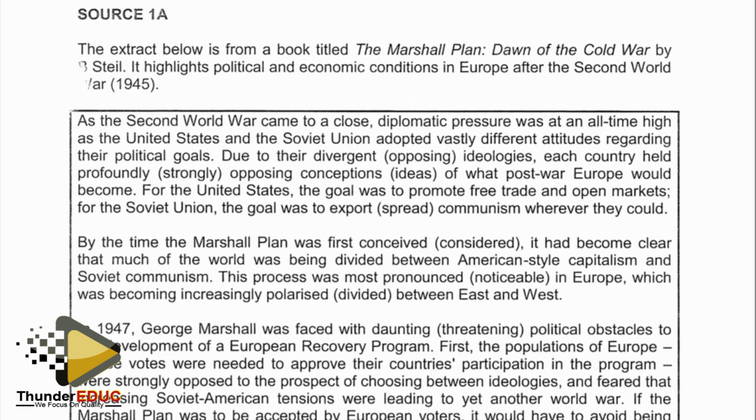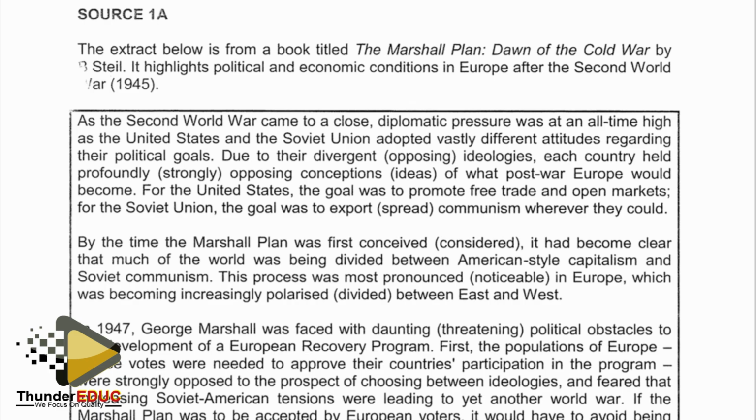So what we have here is a source based on an extract from a book titled The Marshall Plan, Dawn of the Cold War by B. Stale. It highlights the political and economic conditions in Europe after the Second World War of 1945. Given this background, we want to attempt to answer the questions, referring to the source to check where we get the answers.